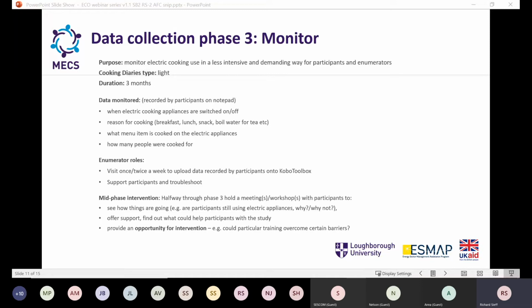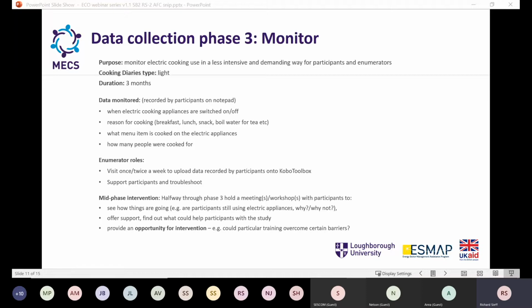At the end of the trial, we recommend running a final intensive cooking diary called the Endline. This is probably 4 to 5 months after participants first started cooking with the electric devices. Have they stuck to it? Has their use evolved? What steady state routine have they now reached? These are the questions Endline answers.